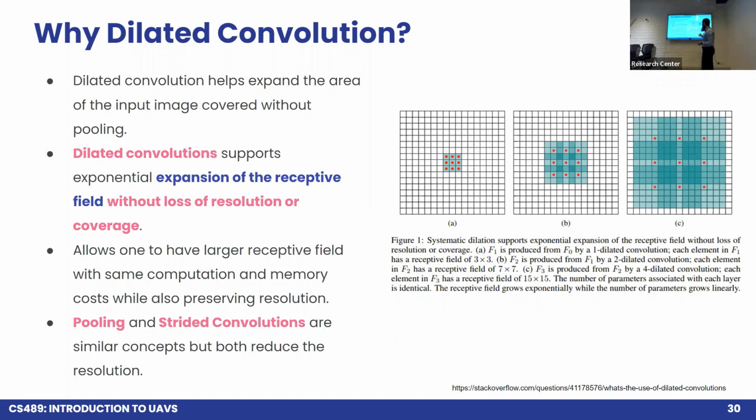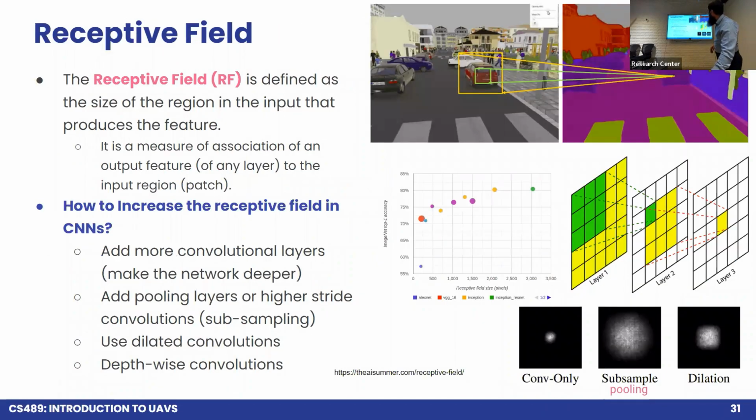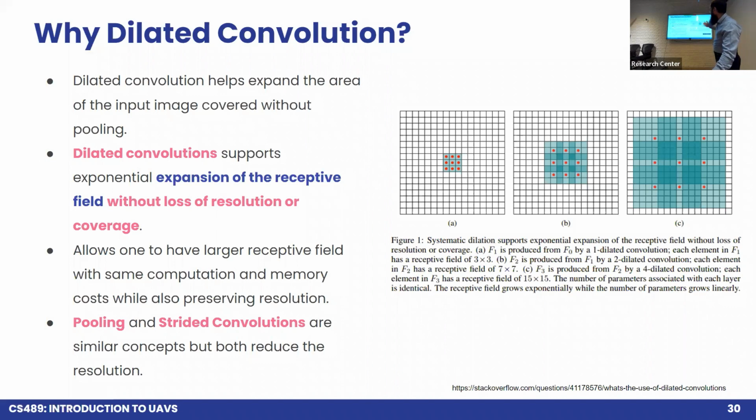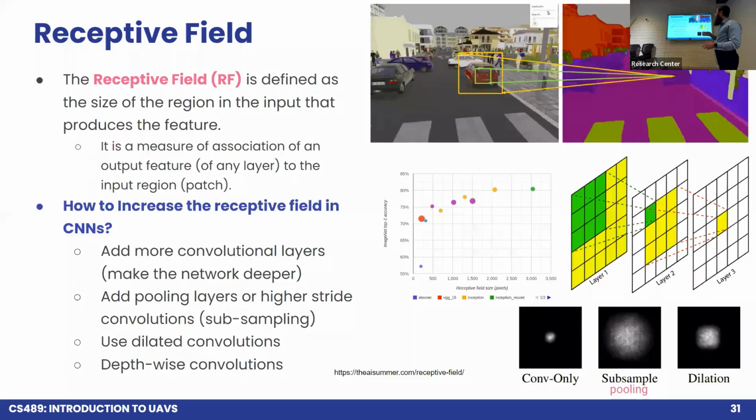So this is actually similar to pooling and strided convolution, but both of them reduce the resolution. Yeah. But dilated convolution has the advantage that it doesn't reduce the resolution. That's expanding. Yes. And because here we said it's expansion of the receptive field, I would like to remind you what a receptive field is.